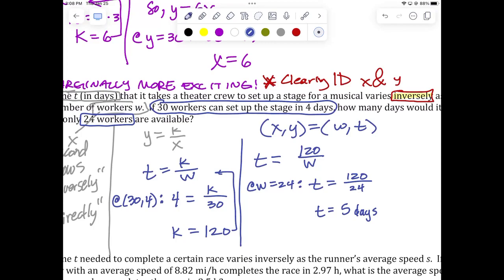Does it make sense? If 30 workers take 4 days, does it make sense that 24 workers, which is fewer workers, takes 5 days? Yeah, it takes a whole extra day to set up because we don't have as many people, right? That makes sense. Is that direct or inverse? That's inverse, right? Yeah, that's inverse.